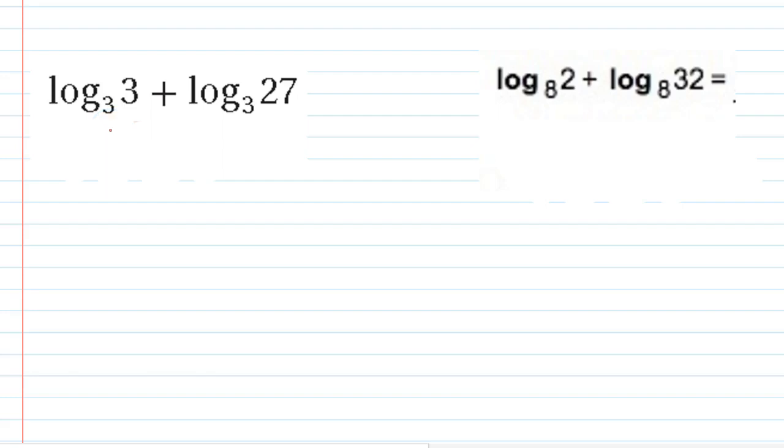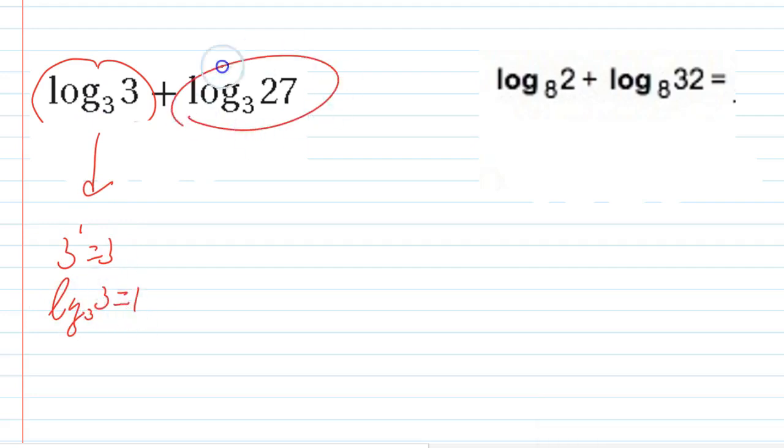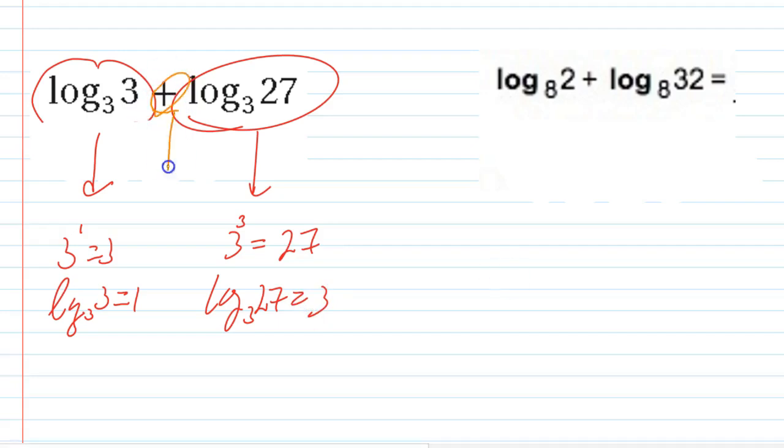Okay, two more examples. We have log base 3 of 3 plus log base 3 of 27. Now this one, there's two ways of doing it because I can easily see that log base 3 of 3, well, 3 to the power of 1 is equal to 3. So I know that log base 3 of 3 is 1. I can also see that 3 to the power of 3 is equal to 27. So log base 3 of 27 is simply equal to 3. There's a plus sign in the middle, so I can just add these up. 1 plus 3 is equal to 4. That's one fast, easy way of doing this.